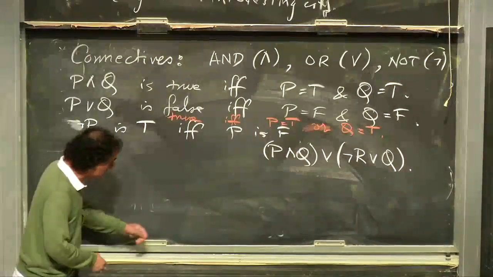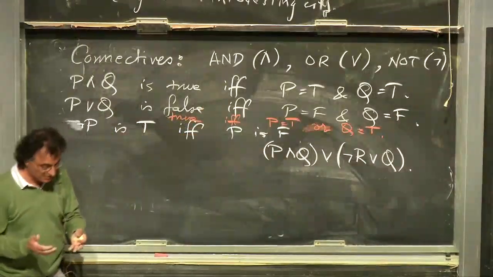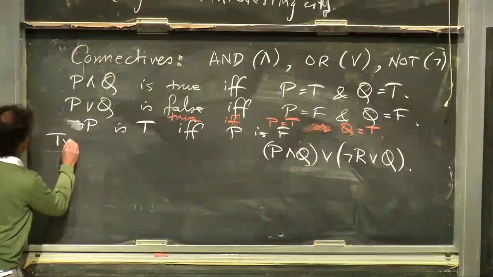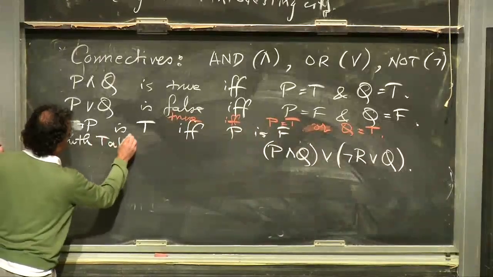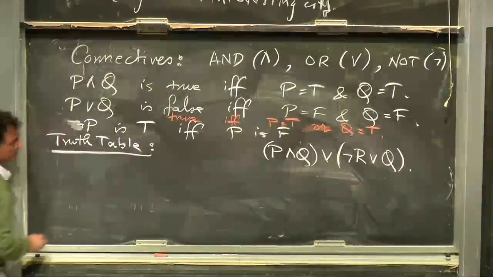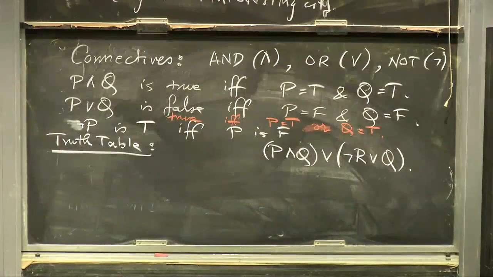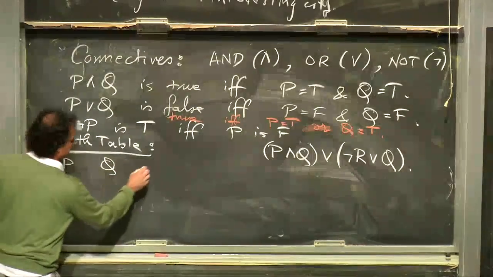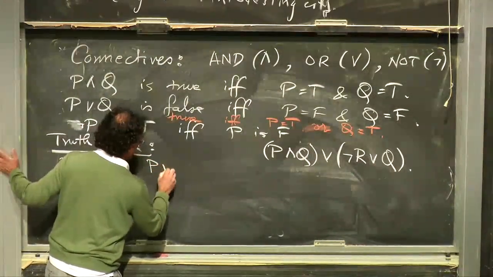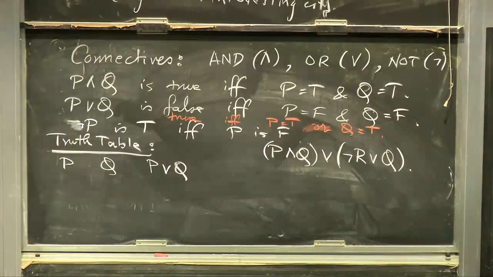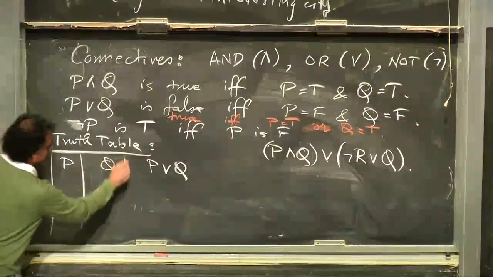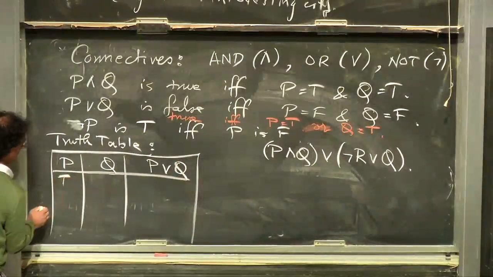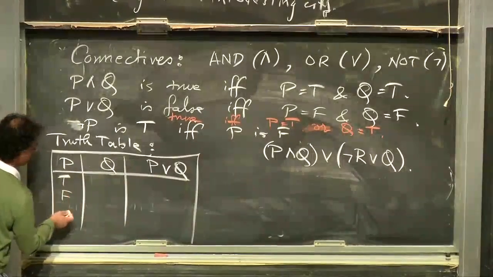So actually, let me illustrate this to you with a way we have of visualizing these connectives using something called a truth table. Okay? So we visualize it in a diagram by writing down P, Q, P or Q, let's say. Okay? So now, what are the possible values for P? Well, they are true, false.